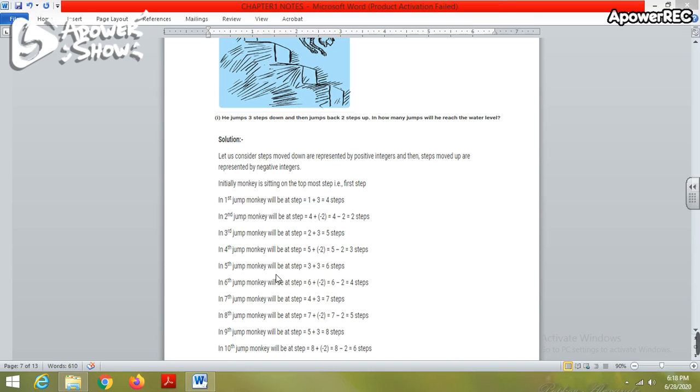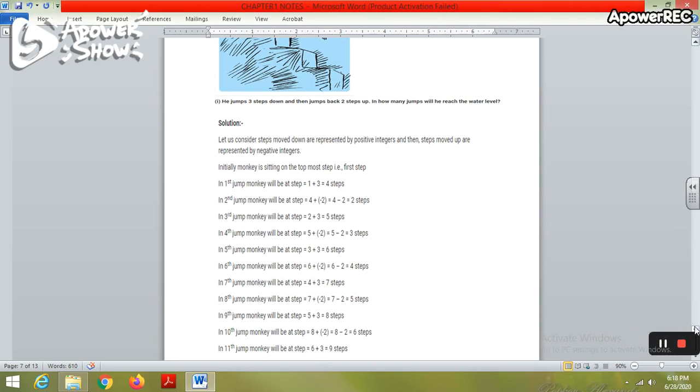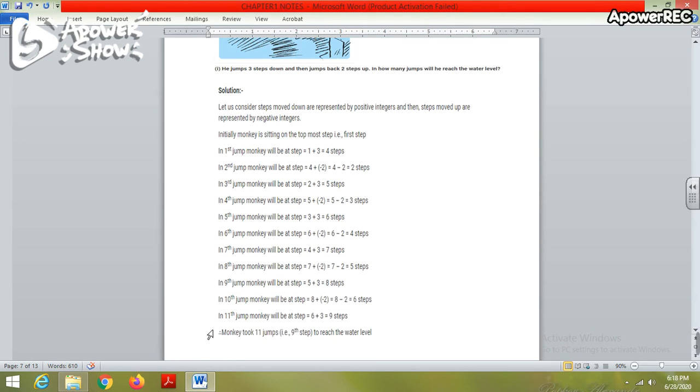After the fifth jump, again we have to add 3. So 3 plus 3 equals 6. And after the sixth jump, he is at 6 minus 2 equals 4 steps. So doing like this, we get that the monkey reached the 9th step after the 11th jump. So you just add 3 and then subtract 2. In this way, after the 11th jump, the monkey will be at the 9th step.